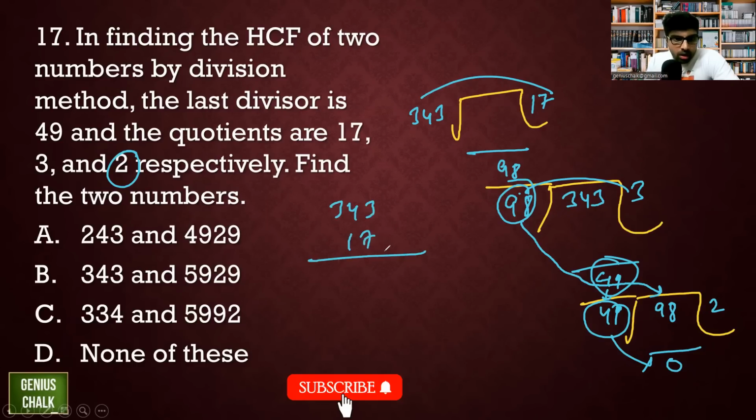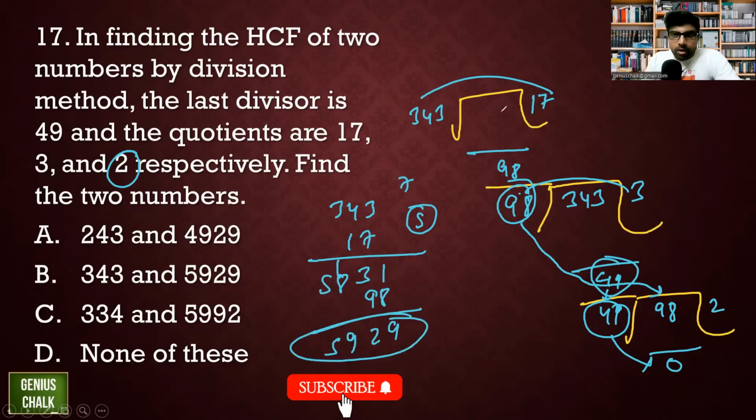Let's solve it. 17 3s are 51. 17 4s are 68 plus 5, 73. 17 3s are 51 plus 7, 5831, plus 98, that is 5929. This number is 5929. That means we started taking HCF of these numbers, 343 and 5929. So this is my answer.